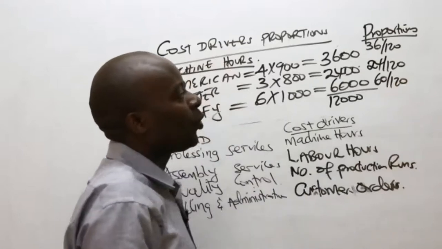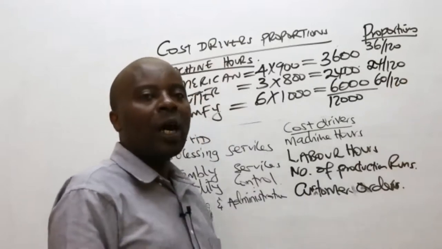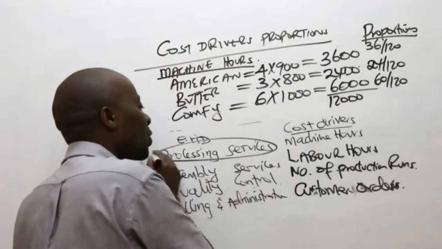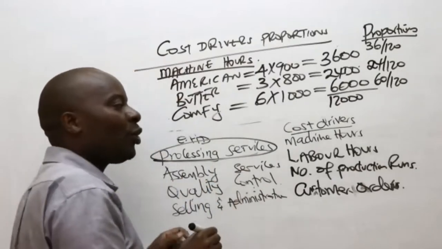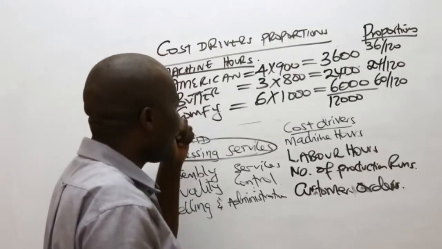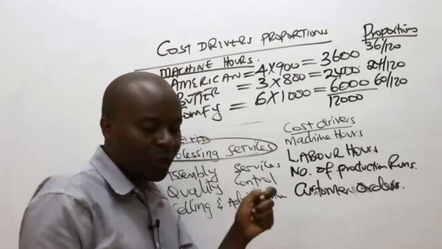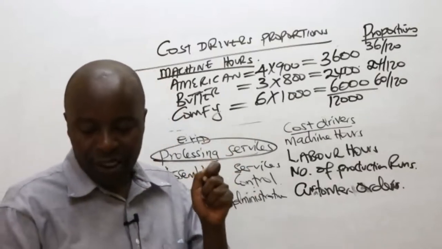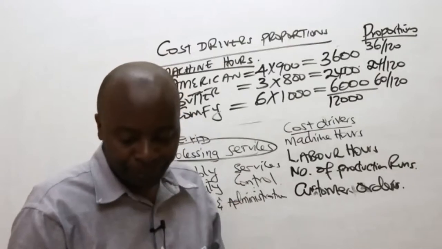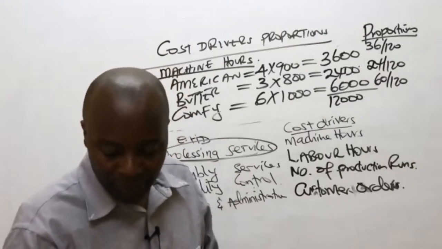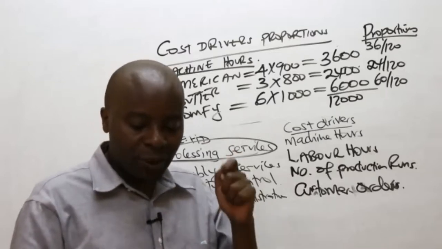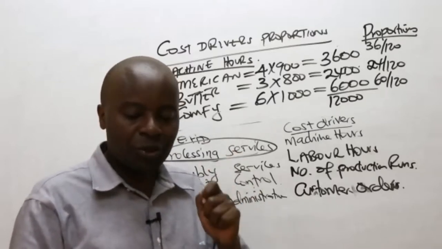Ladies and gentlemen, I would want to apportion the processing services right away. The processing services cost: who is able to see the total processing services cost? The total processing services cost, what do we have there, somebody? From note number 1, is there somebody who is able to see the processing services overhead cost?